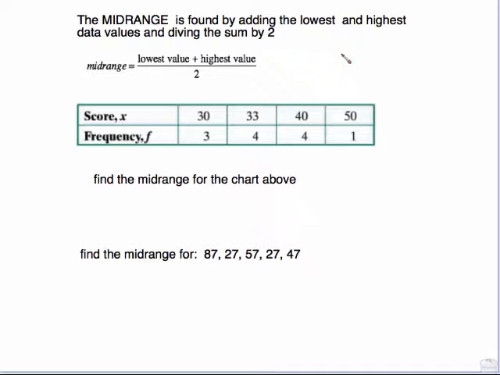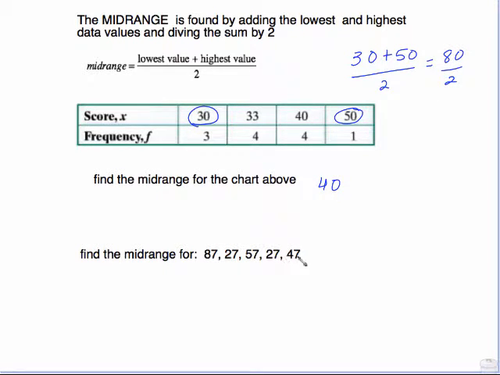Mid-range might be a word you didn't have when you did this way back in grade school. The mid-range is very easy. It is found by adding the lowest and the highest data values and then dividing the sum by 2. So in this case, my lowest data value is 30. My highest data value is 50. Add those up and divide by 2. 30 plus 50 is 80. Divided by 2 is 40.